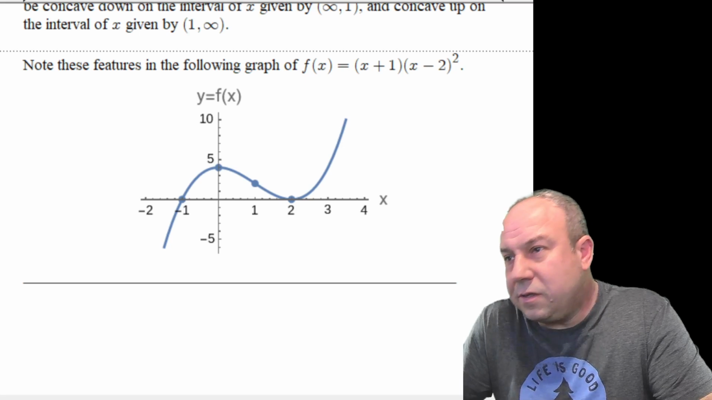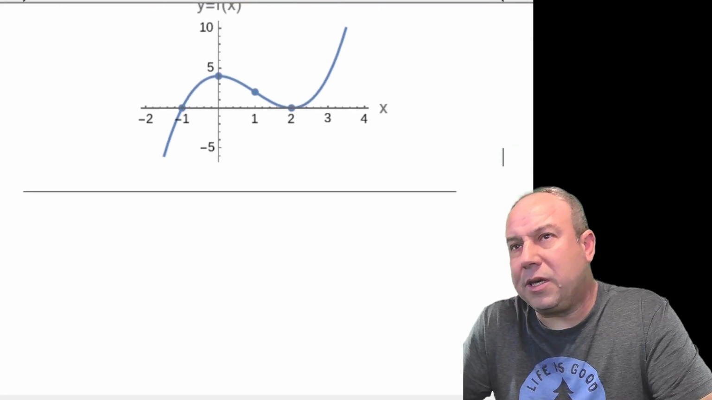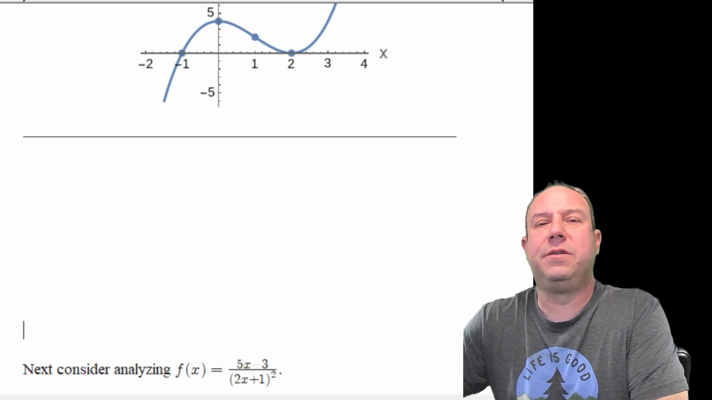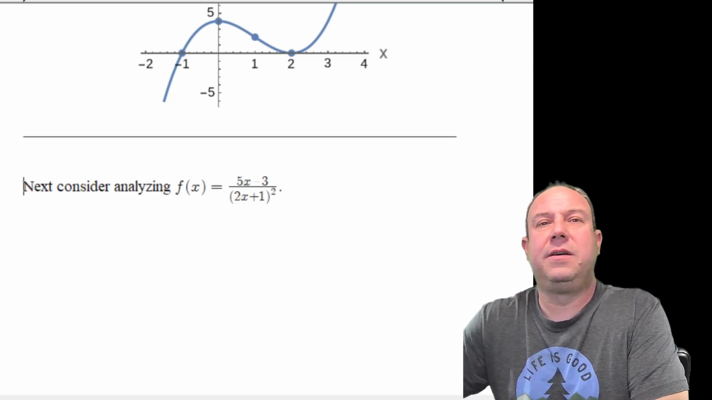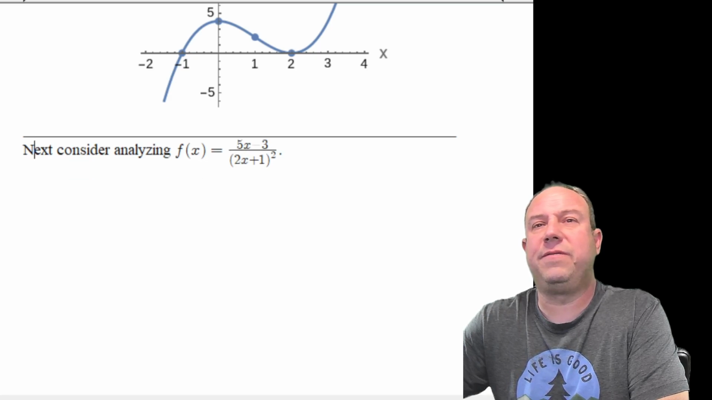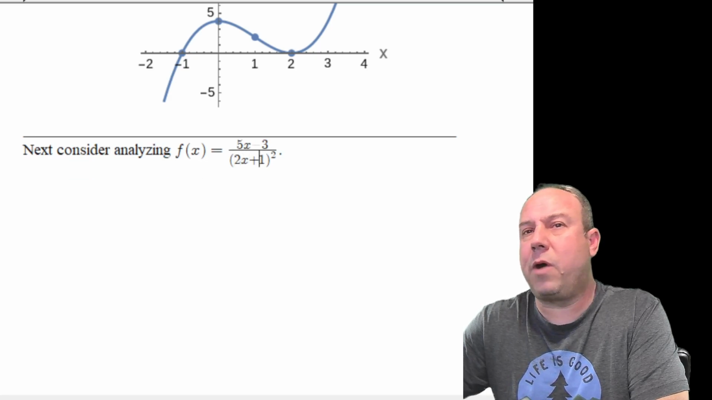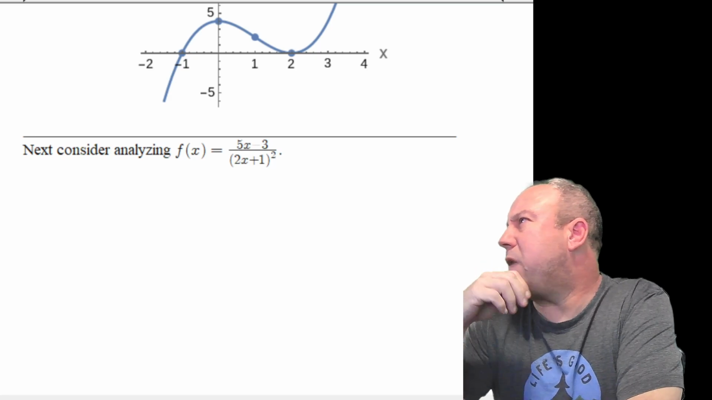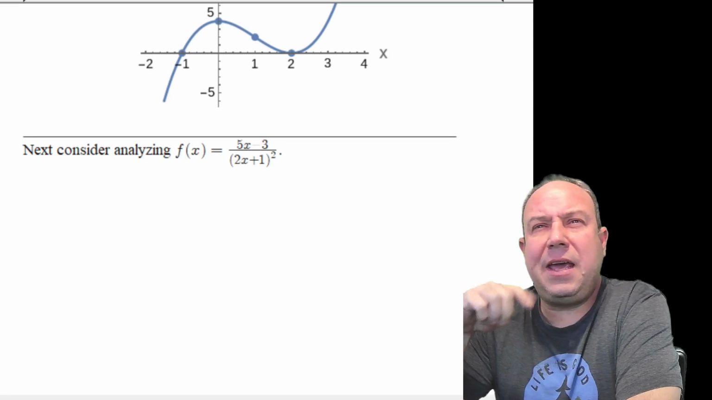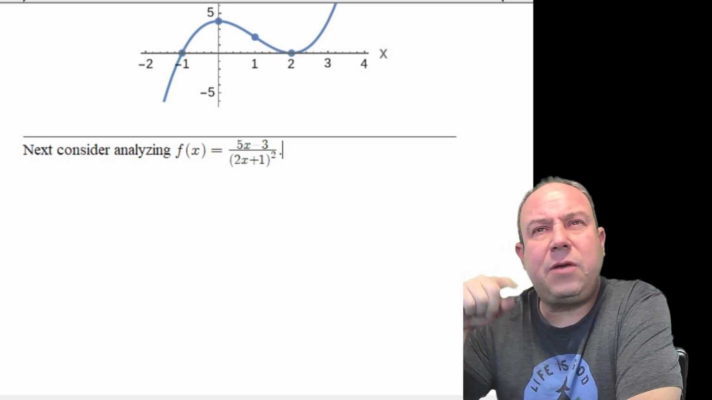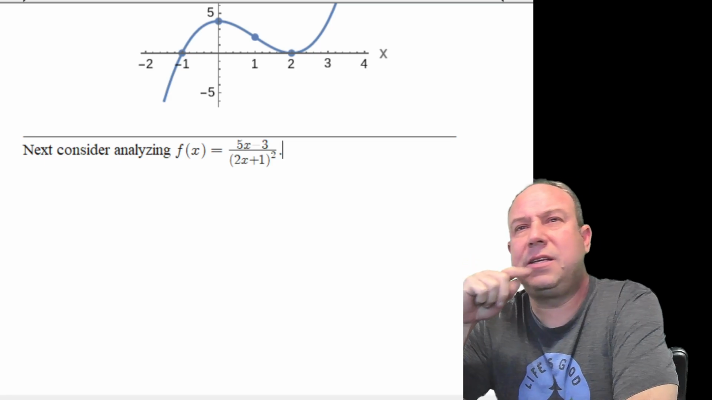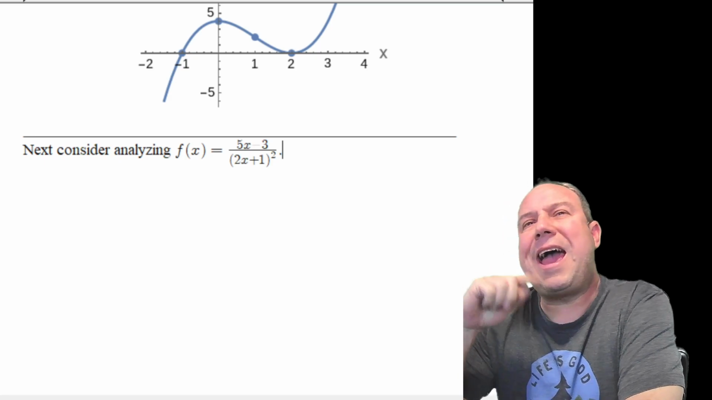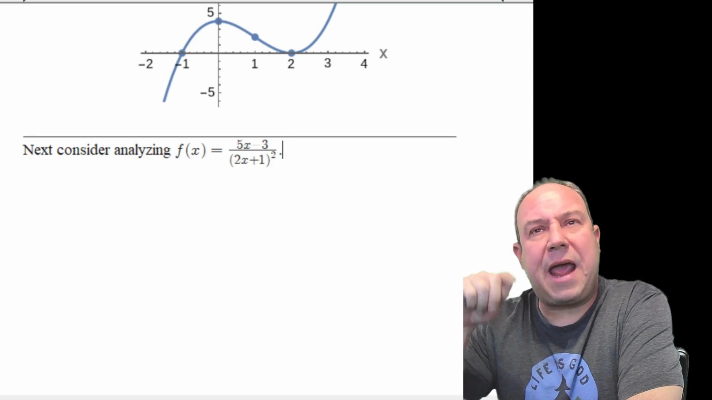All right, folks, let's look at another example here. This time, let's consider a rational function. I have here this rational function, 5x minus 3 divided by the quantity 2x plus 1 squared. Where we will notice, is there anywhere it will equal 0? Yes, it will actually equal 0 when x equals negative 1/2 in value.